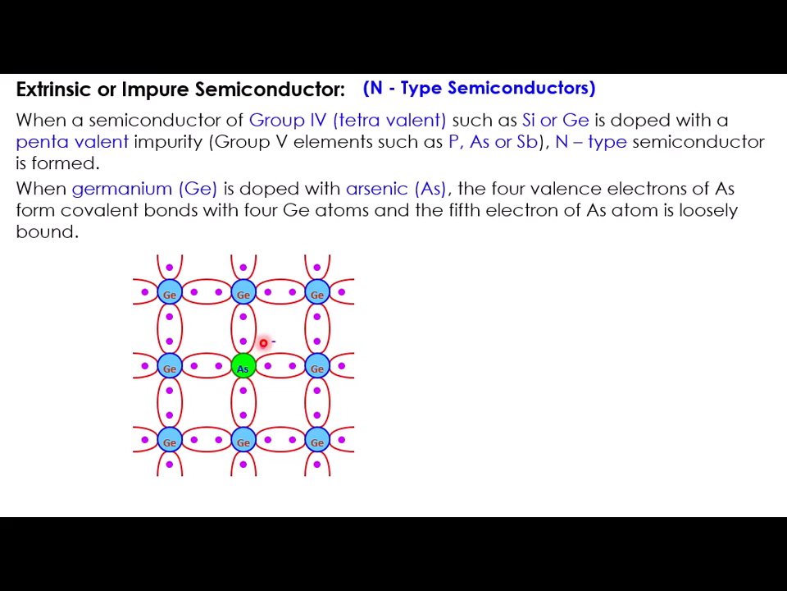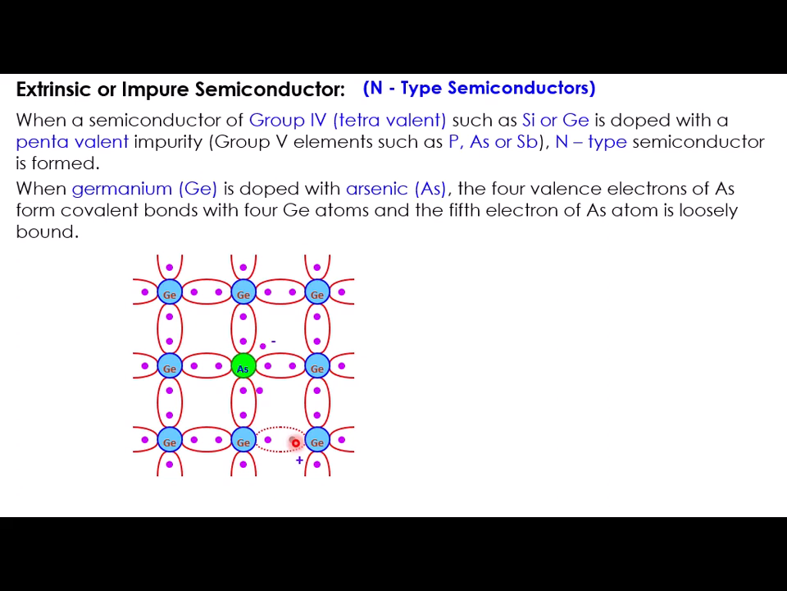Now, what will happen if I supply heat to this crystal? Three things will happen. First, one excitation process will happen in which one electron may come out of the covalent bond between germanium and germanium, or germanium and arsenic, and it will be freed. At the same time, one hole will be generated. So, in this excitation process, one free electron will be generated in the conduction band and one free hole will be generated in the valence band.